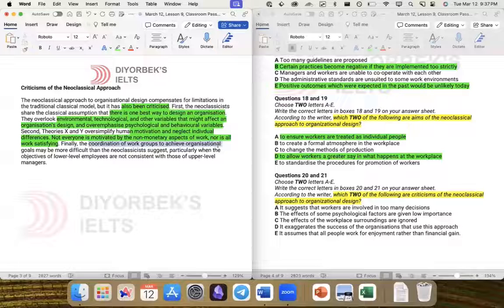Finally, the coordination of work groups to achieve organizational goals may be more difficult than neoclassicists suggest.